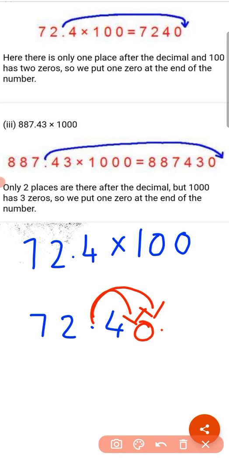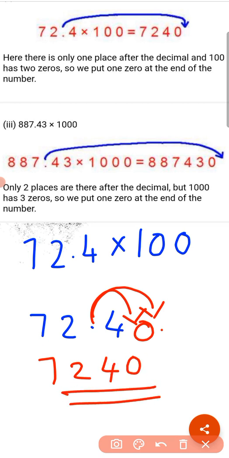So our answer is 7240. The decimal that was in this place has come here, to this place. That is after 2 places. So here there is only 1 place in the decimal part. We need one more place also, so put a 0.